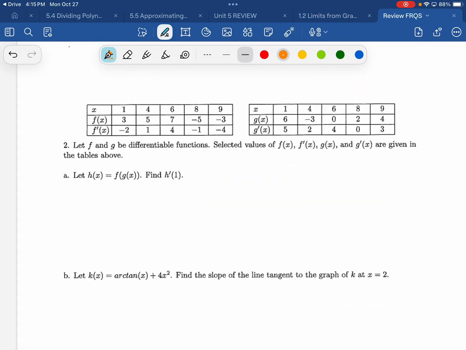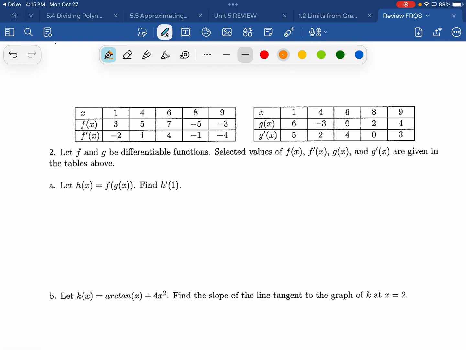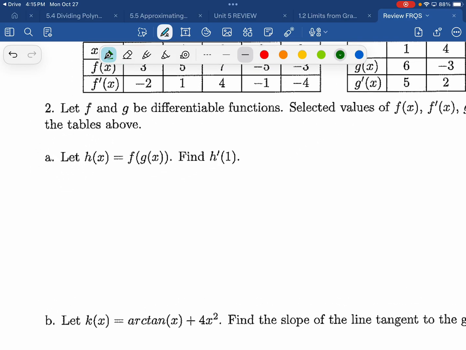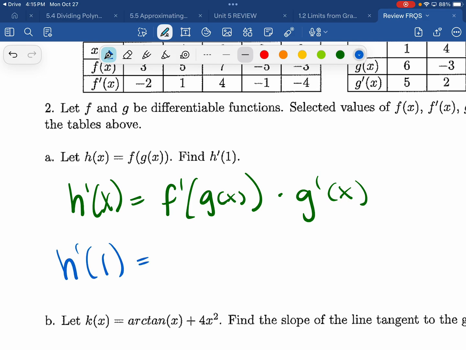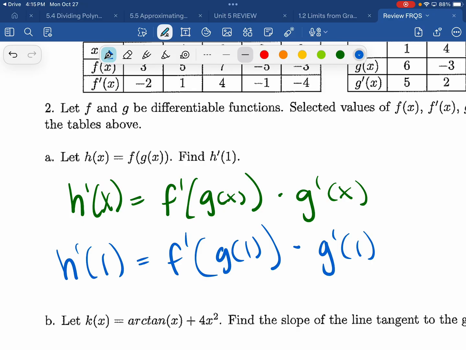All right, next one. Let f and g be differentiable functions, and I've got these tables, and I want to first figure out what h prime of 1 is. So I'm going to write an expression for h prime. Derivative of the outside, inside stays the same, times the derivative of the inside. And then I'm going to plug 1 in. F prime of g of 1 times g prime of 1.